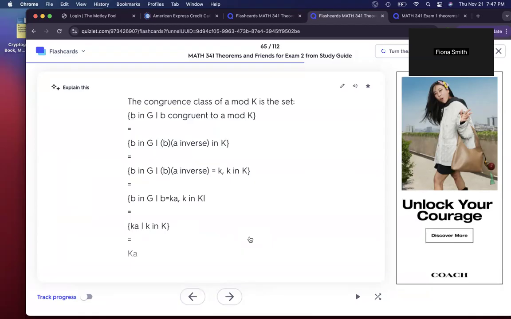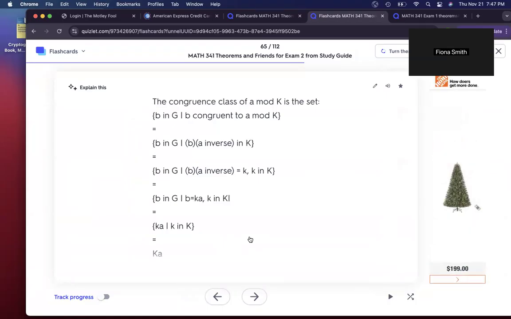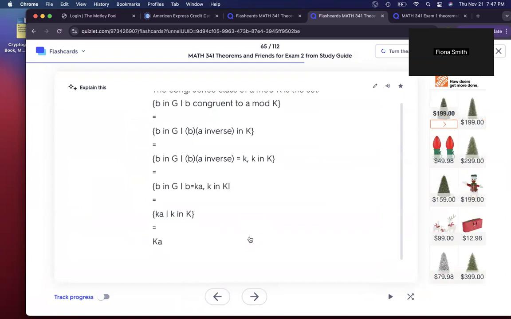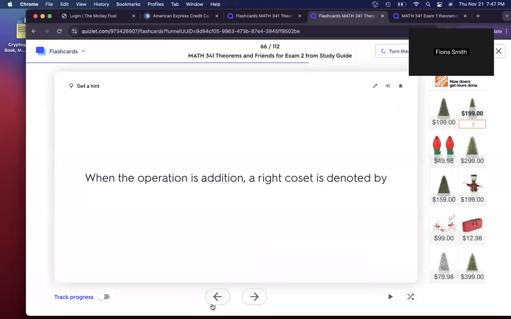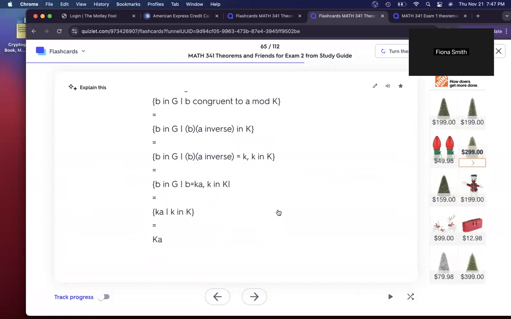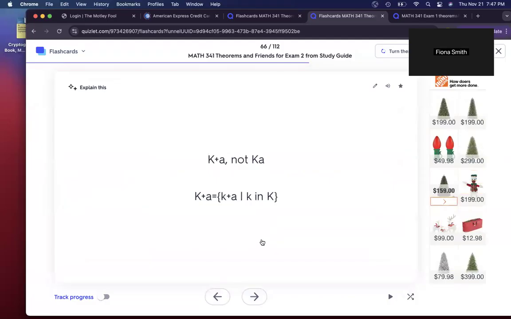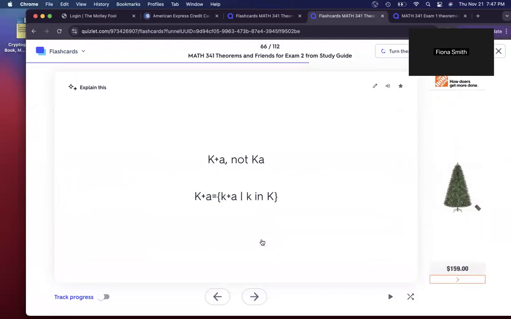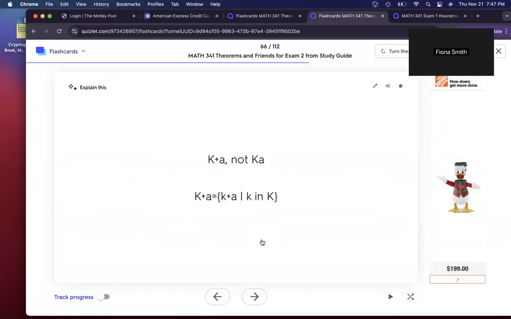And then we can say that all b in G where b is congruent to a mod K is the same thing as all ka, where k is in K. So the congruence class of a mod K is the set Ka. That's a right coset. When the operation is addition, this is every other group operation but in addition notation, so we say k plus a instead of ka. So the right coset for an additive group is K plus a, which is the set of all k plus a where k is in K and a is in G.